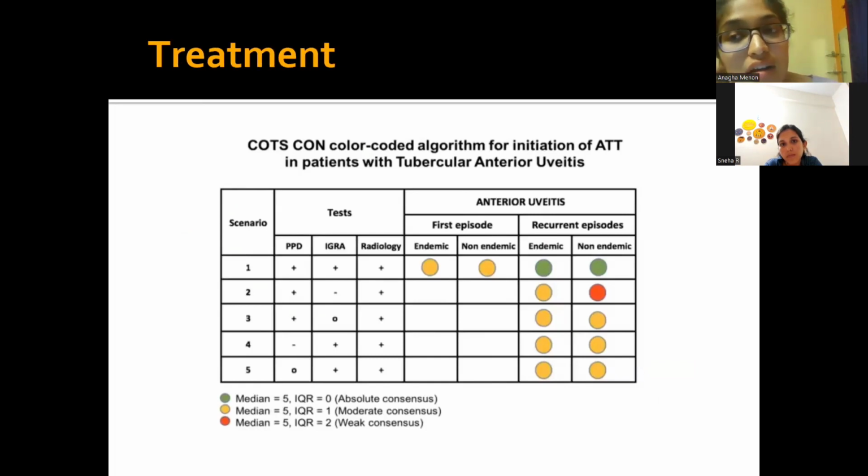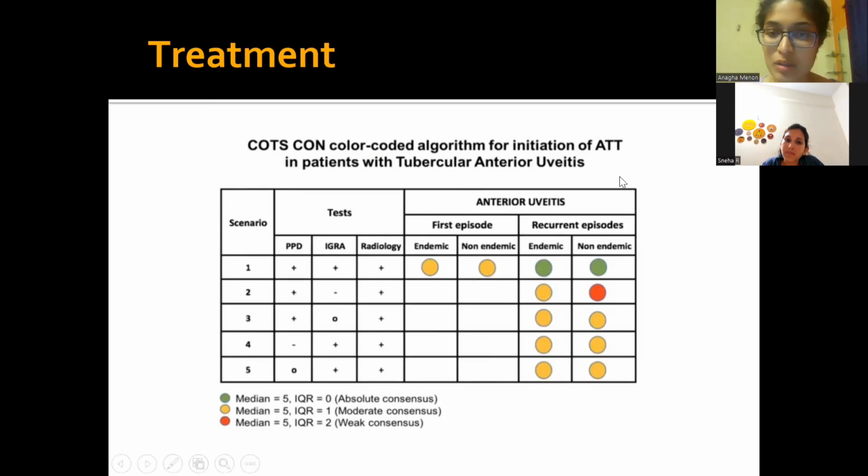And this is taken from Dr. Vishali Gupta's lecture on uveitis. All credits go to her again. So it is from the Collaborative Ocular Tuberculosis Study, the COTS color-coded algorithm. Ma'am has explained it in that lecture, and I will just be conveying the message to you again. So this is a very logically formatted table which anyone can understand.